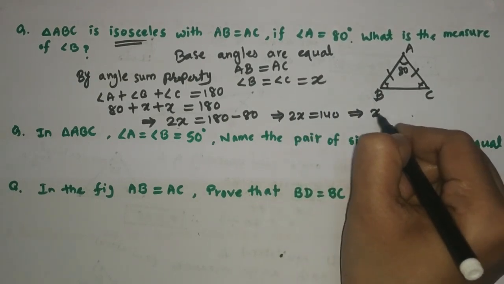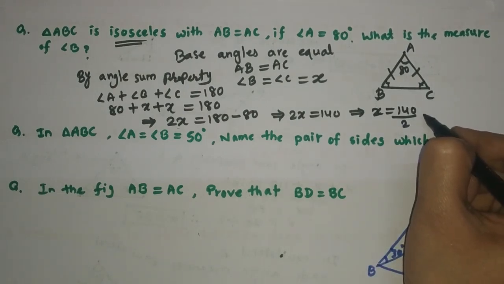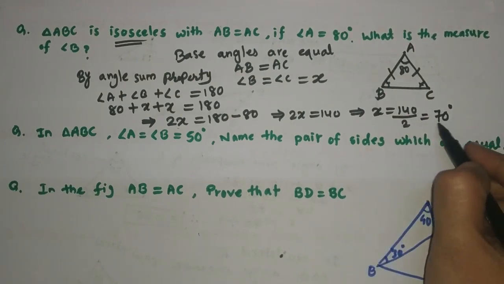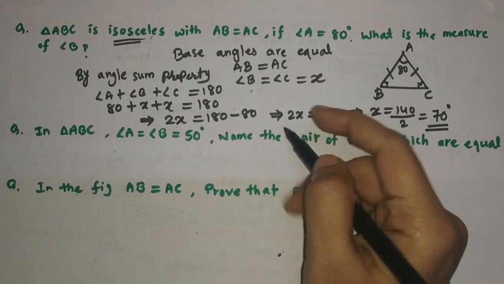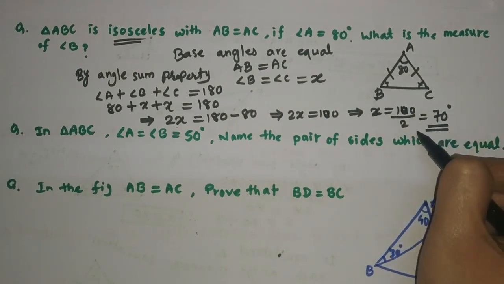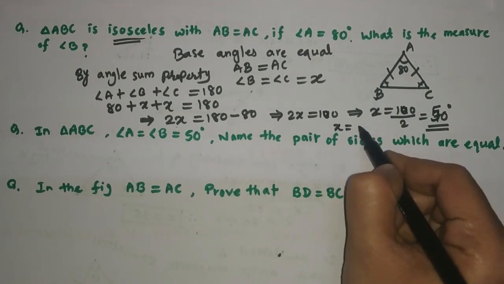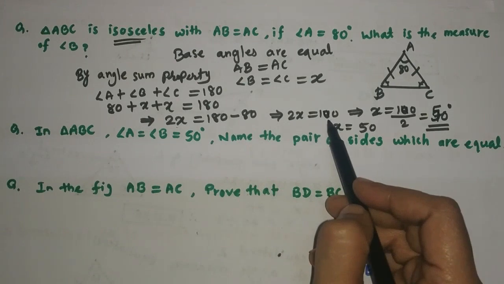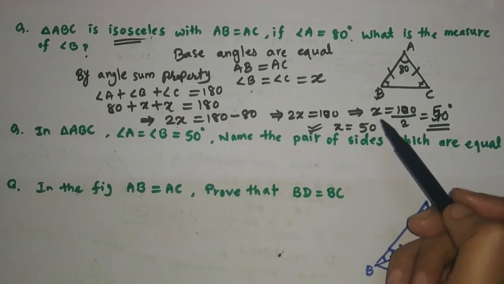Then x is equal to what? 100 divided by 2. So we'll get 50 degrees. So therefore x is equal to what friends? This is 50 degrees. Here 2x is equal to 180 minus 80. We got 100. So 100 divided by 2 we get 50 degrees. So 50 is the correct answer.